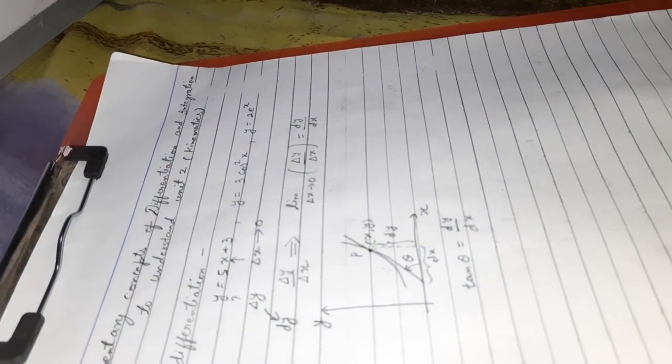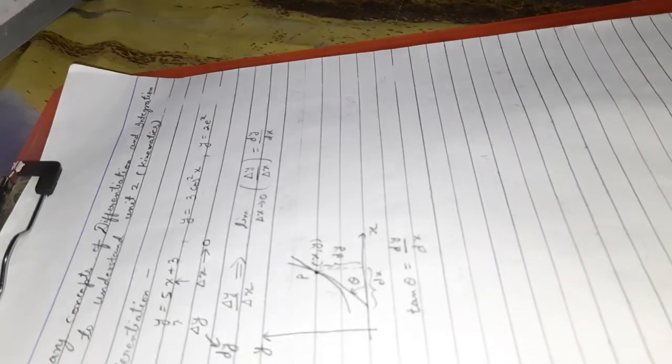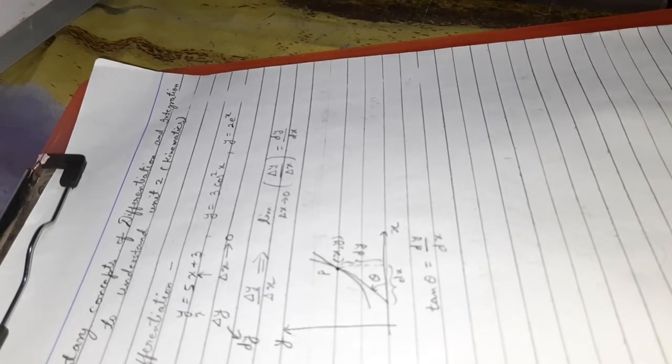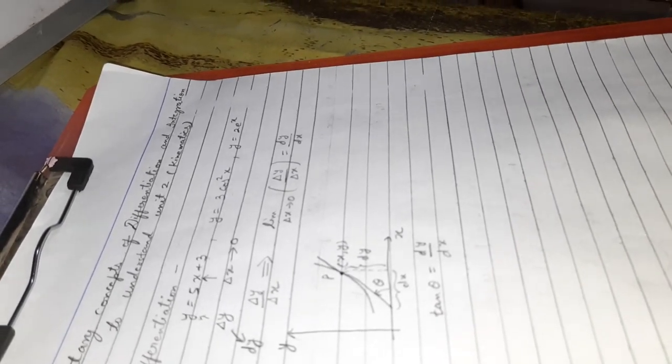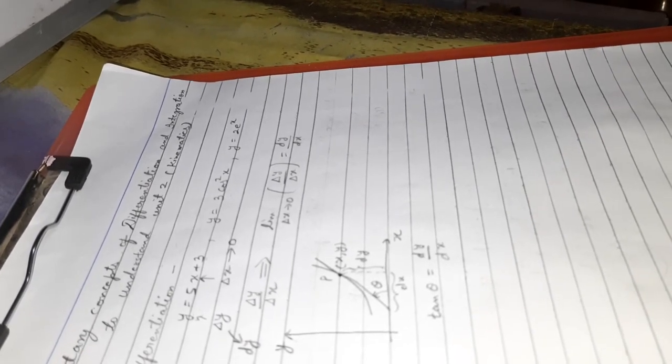There are some other differential coefficients of simple functions. If y is equal to x to the power n, dy by dx is equal to n x to the power n minus 1. If y is a constant, then the differential of y is 0. There are many other differential coefficients given in your book. Before starting chapter 2, you have to learn and understand all these things.